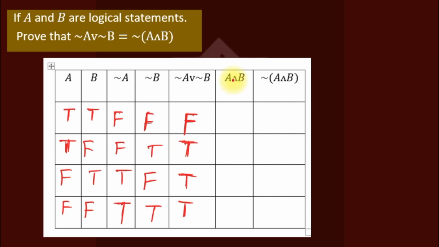The next one we have A and B. And I told you for A and B to be true, both of them must be true. So let's look at A and B. Where is it true? Both of them, that's it. So we have true, and we have true. Is there any other place? It's true. So the others will be false.